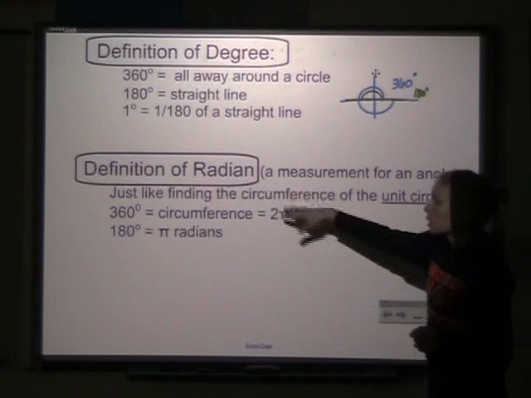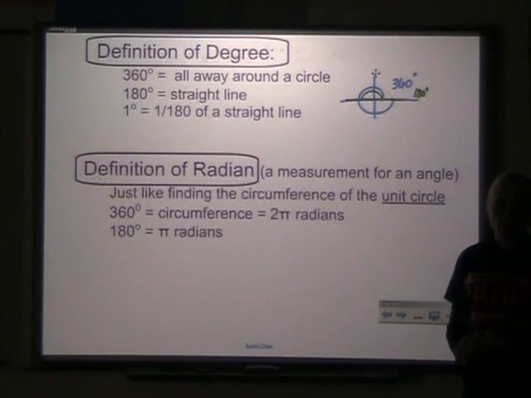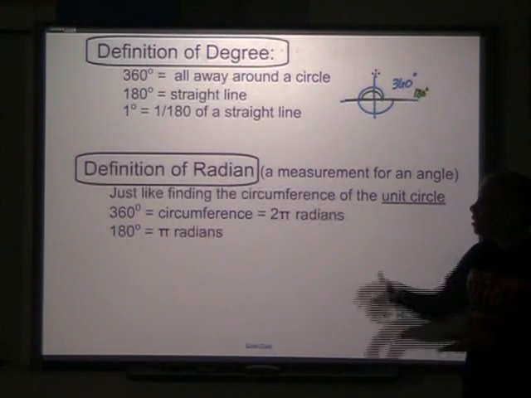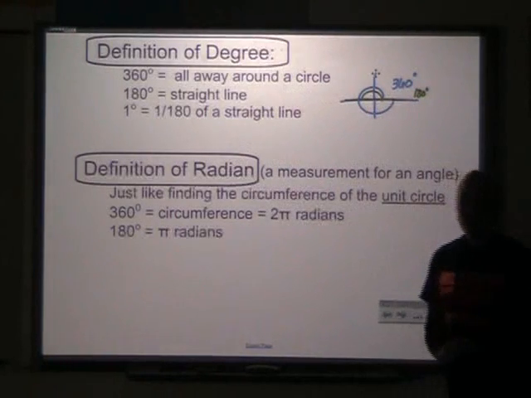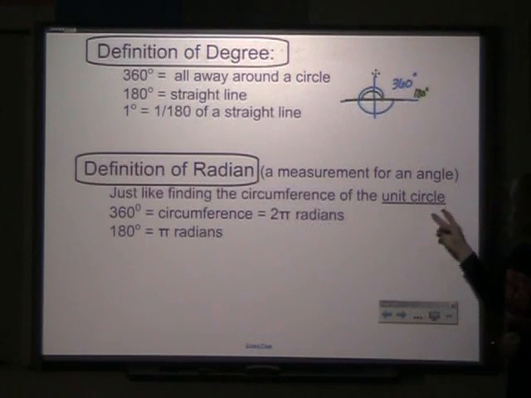In this chapter, we're going to deal with radians. That is a different way of measuring an angle. Kind of like when you're measuring a length, you can measure in inches or in feet. Well, in degree or in angle, I can measure in degrees or in radians. Okay? The definition of a radian, it's like finding the circumference on the unit circle.